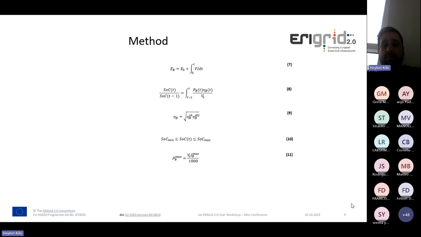BSS operation constraints are as follows in equation 11. The state of charge should be within the maximum and minimum charge holding capacity limits. This can be presented as follows, where state of charge min is the minimum limit of the battery discharge and the state of charge max is the maximum charge holding capacity of the battery. The maximum value of the battery charge and discharge power during any time slot is given in equation 11, where EB max is the maximum available battery current.